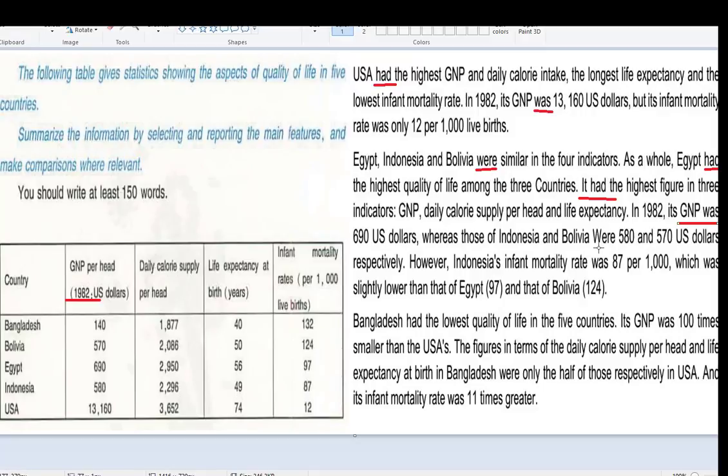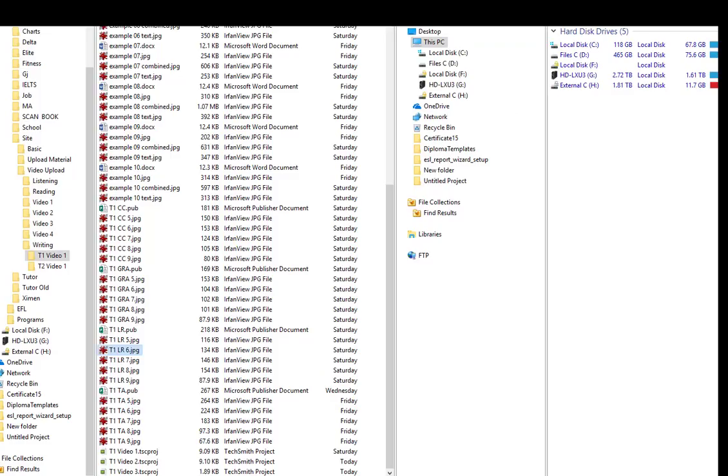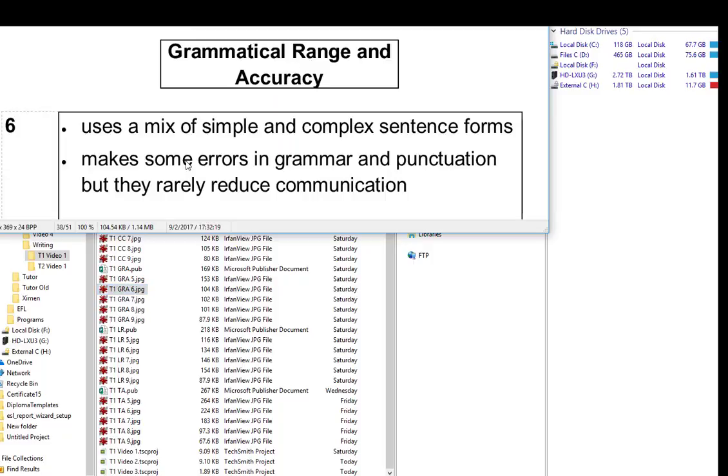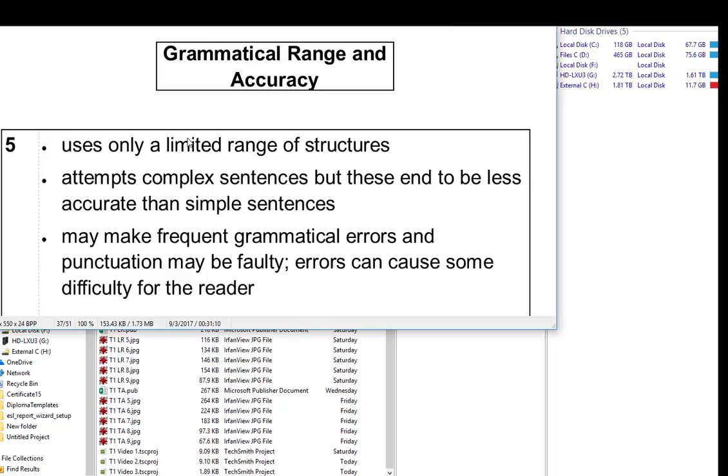Starting to see a pattern here. Were, why is this capitalized? Was, it's repetitive. Had, was, were. It's too much repetition. Let's see. A mix. Well, possibly, but the range is too limited. It's too many of the same structures. So for grammar, 5.